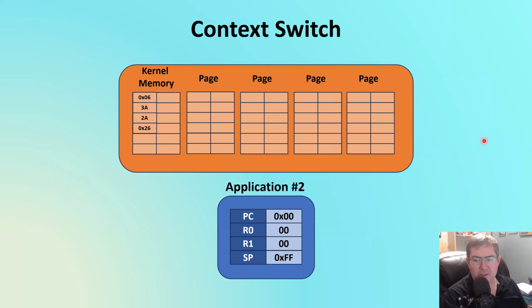And that's how an application runs. And now application 2 will write its stuff back into kernel memory, copying application 1 back out. And that's how the contents are swapped and kept in memory.